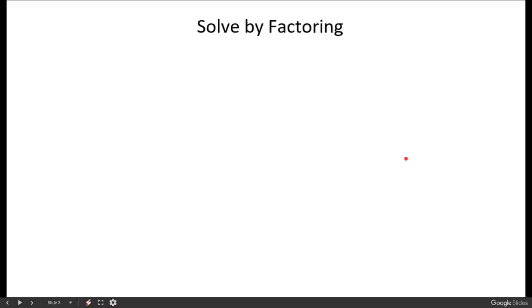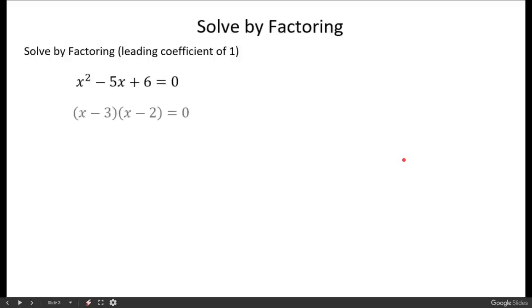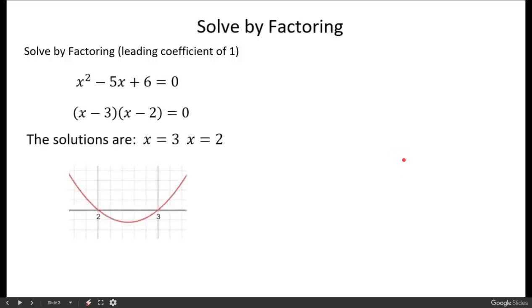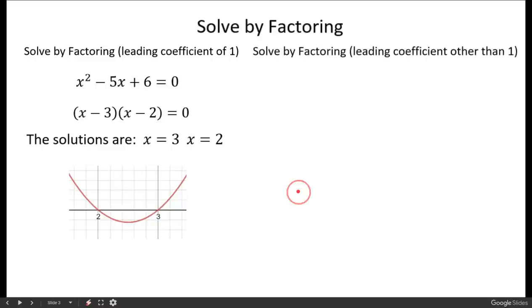We also know how to solve quadratics by factoring. If we have a leading coefficient of 1, they're pretty easy to factor. The solutions here are 3 and 2, and obviously if we have real solutions, it's going to show up on the graph as x-intercepts.